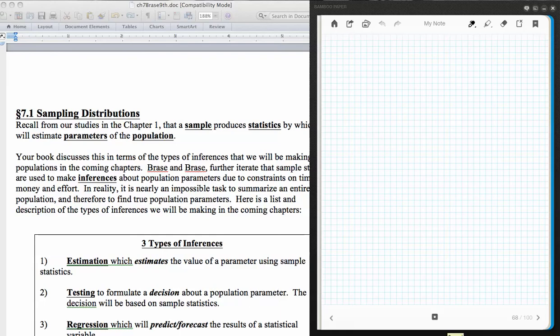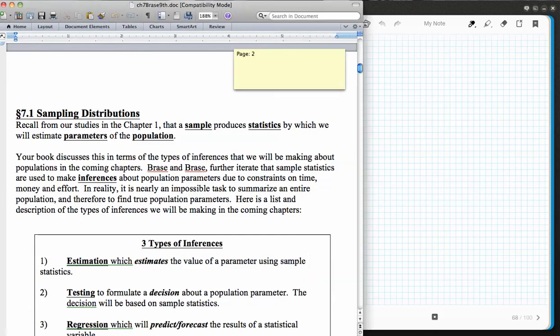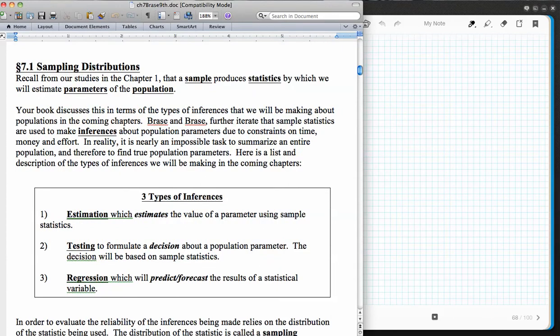All right, let's talk about the sampling distributions. Now, sampling distributions, if you're using Brace's 10th edition book, is in section 6.4. So in my notes, it's in chapter 7.1, but it is really just section 6.4 in the 10th edition. So what I want you to know from sampling distributions is really quite easy.